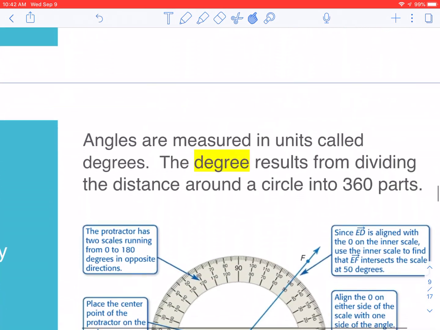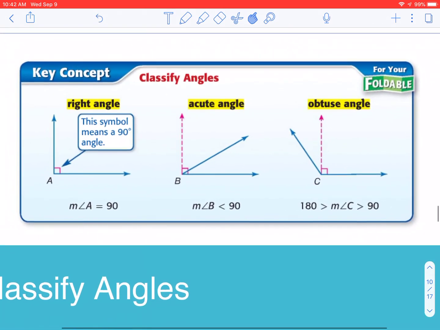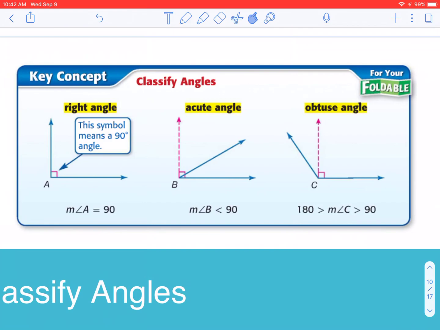Okay, moving on here. We're going to skip that slide. We're going to go here. Classify angles. We have 3 angles, and I think you guys have dealt with these before. First one is a right angle. A right angle is 90 degrees. We're going to be dealing with right angles all year in geometry. This little symbol down here, the little pink rectangle, you are going to see that all year long. That means 90. Many times in the pictures, there's not going to be the number 90. It's just going to have that box.